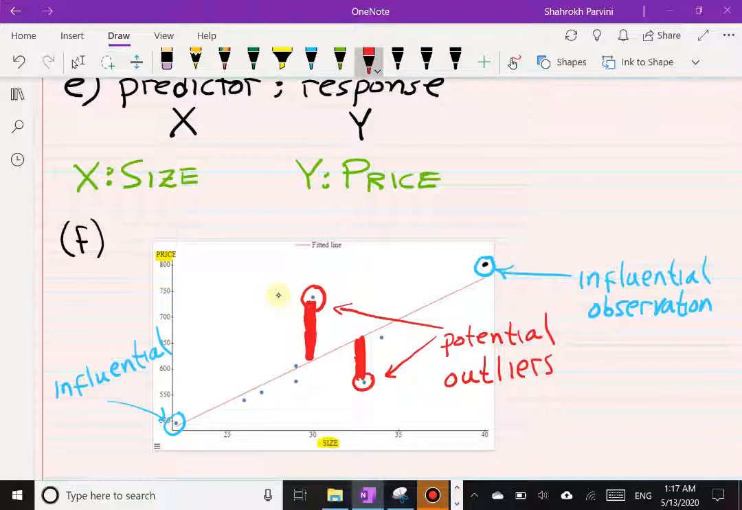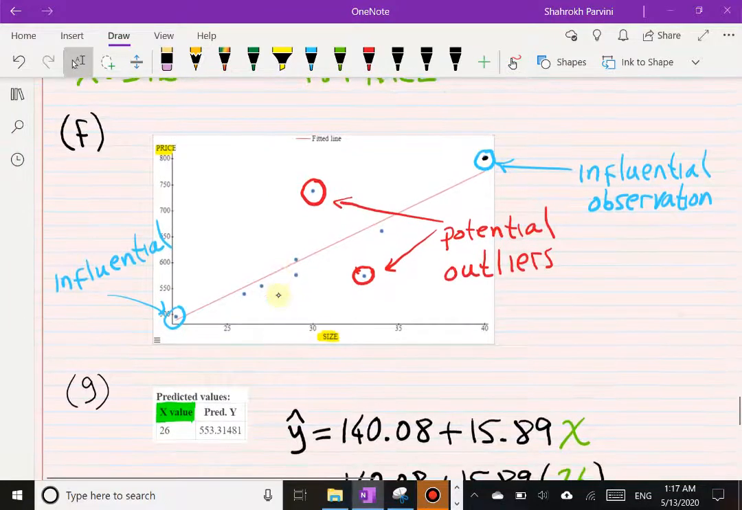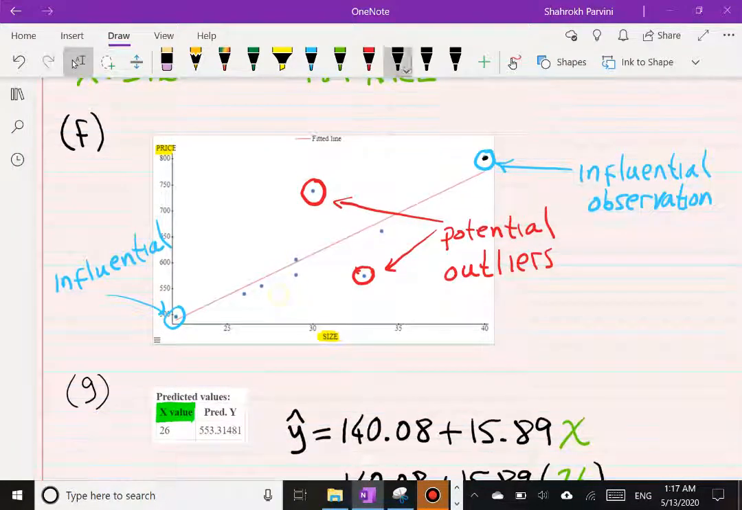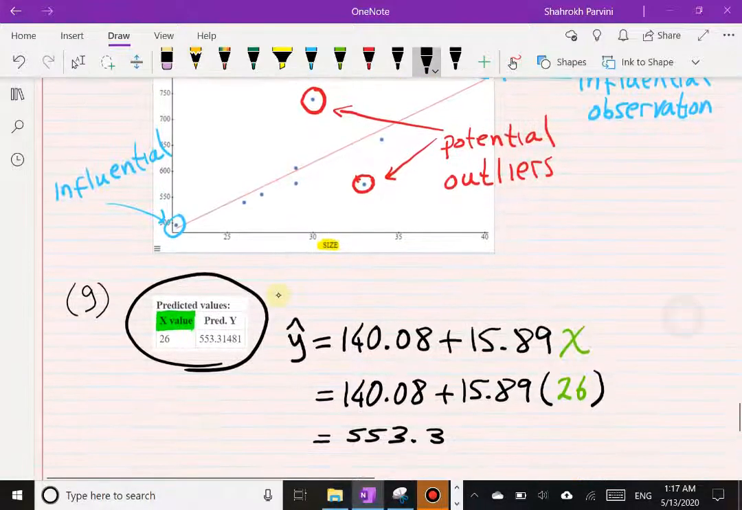So there you have it. Also for influentials, we have procedures, but we don't look at those in this course. So there you go. So we have two potential outliers. And in part G, now we want to make a prediction. Clearly, this is the prediction that they got from StatCrunch, right? This is the prediction from StatCrunch. But if I want to do it by hand, it's really not that bad.